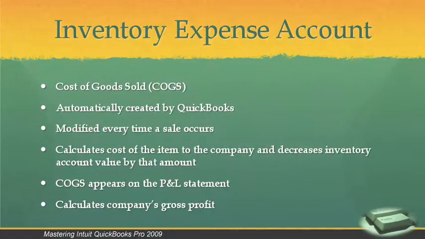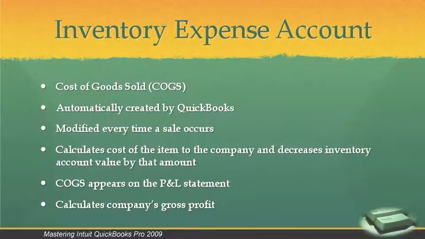The inventory expense account, where we track what we've spent on inventory items, is called the cost of goods sold, or COGS. It's automatically created by QuickBooks. You don't have to do that. It's also modified every time a sale occurs. It calculates the cost of the item to the company and then decreases the inventory account value by that amount.